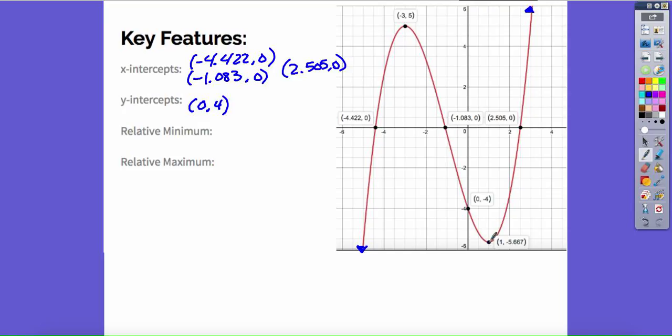And so the minimum for this graph currently sits here at 1 comma negative 5.667. So the relative minimum here is really a y value, because the minimum refers to how high or low the graph is going. In this case, the lowest point that we can see is negative 5.667. Now, maximum is the same concept, except now we're looking for a maximum value. It happens here at this point, and that has a y value of 5. So I would have a relative maximum of 5 on this graph, and a relative minimum of negative 5.667.